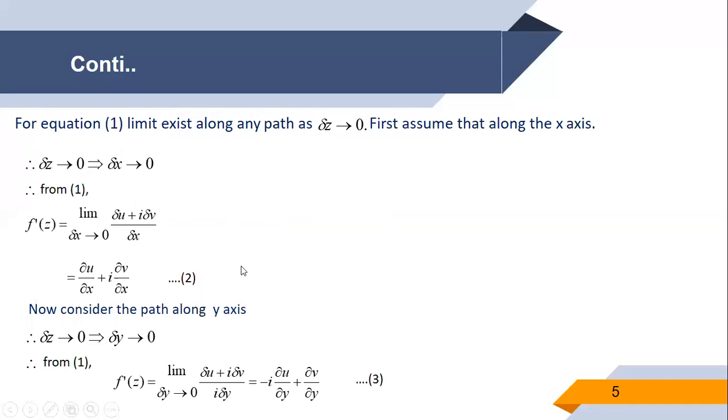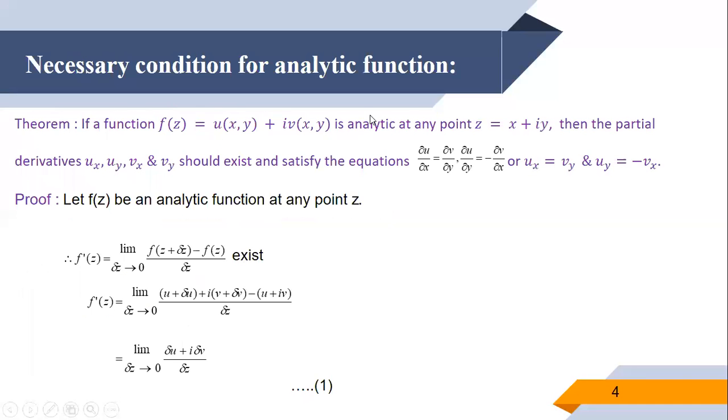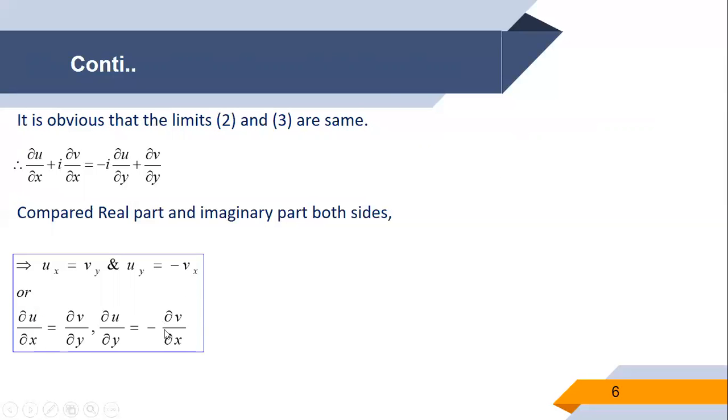So the necessary condition is that if the function is analytic at any point z, then the partial derivatives exist, and the Cauchy-Riemann equation ux is equal to vy and uy is equal to minus vx is satisfied.